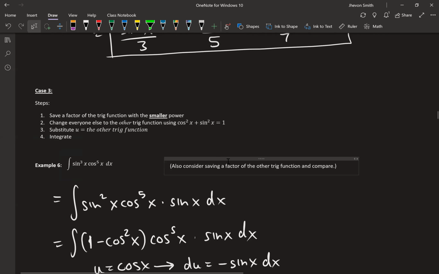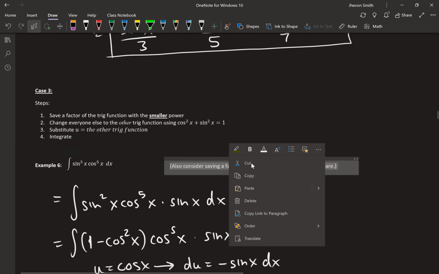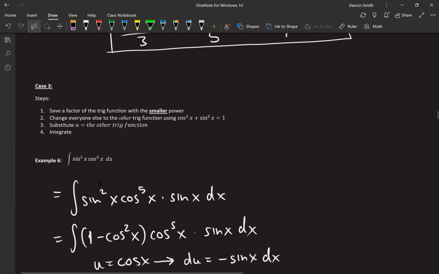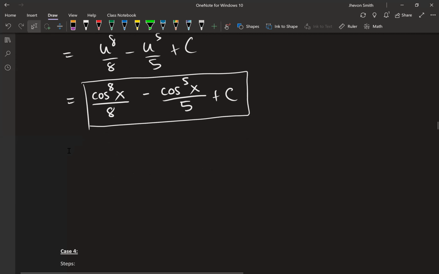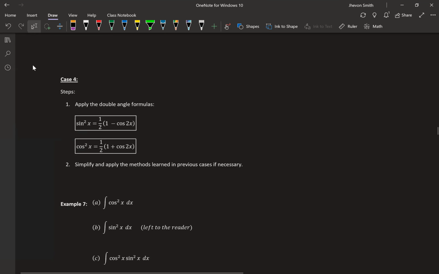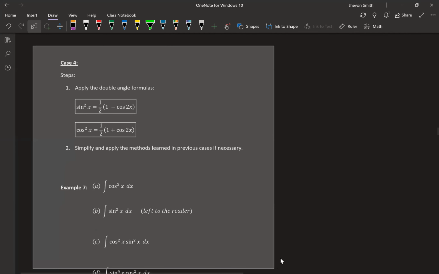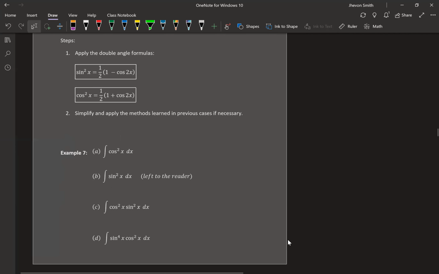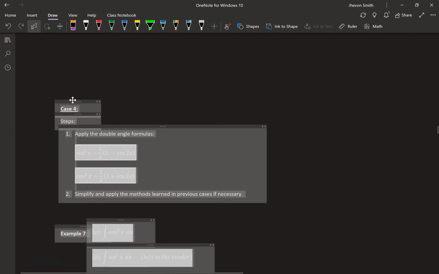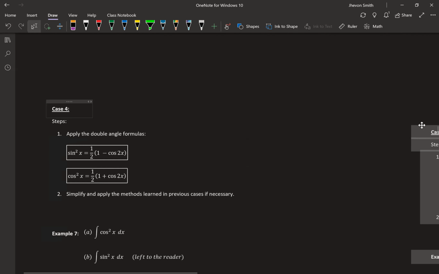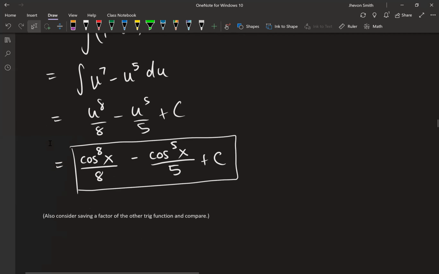Okay, now let's go the other way. And this is case 4. Lots of examples in case 4. Let's move this to the side though, get it out of the way.